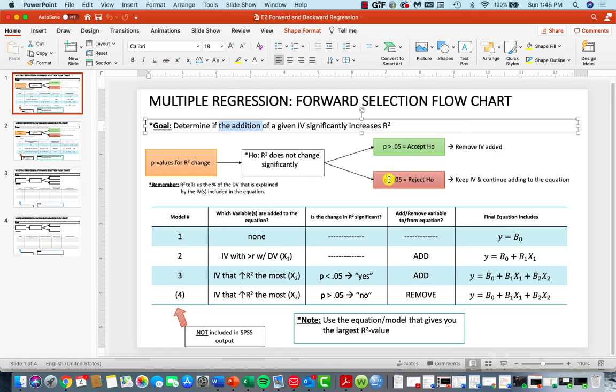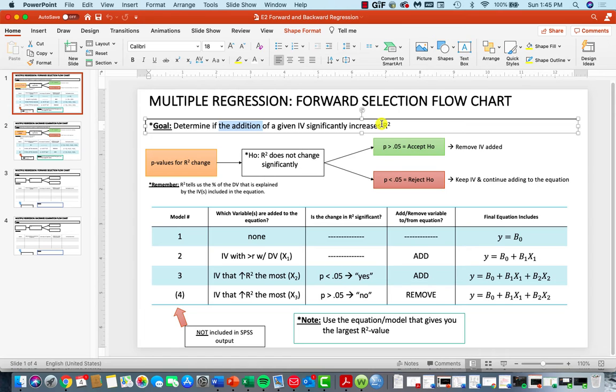Okay. On the flip side, if p is less than 0.05, that's saying the change is significant, which means we have increased our r squared value significantly, thus we would want to keep that independent variable, because again, the goal is to get the highest r squared value possible.